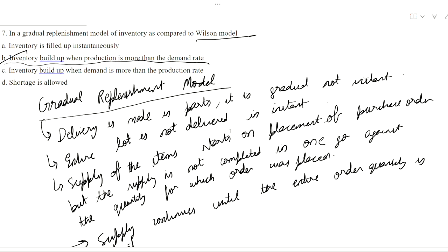Also, the gradual replenishment model. This is a model where the inventory buildup is gradual when production is more than the demand, so delivery is made in parts, and it is gradual, not instant. The entire lot is not delivered instantly.